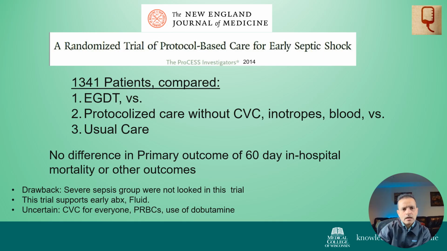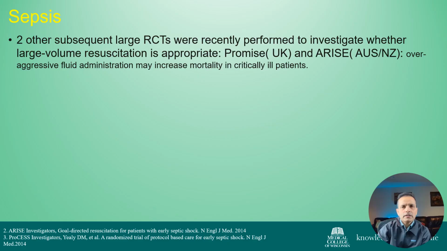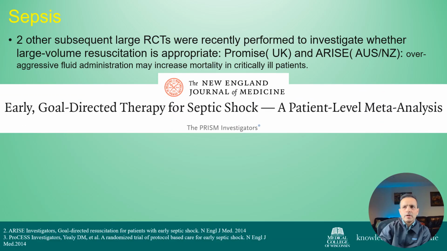So this trial made the case that the role of CVC is uncertain, the role of ScvO2 is uncertain, and the role of dobutamine is uncertain for sepsis management. So the bottom line was targeted fluid resuscitation. Don't overdo it. Then there were two subsequent large randomized control trials, ProMISe done in the UK, and ARISE done in Australia and New Zealand. They also found findings similar to ProCESS.